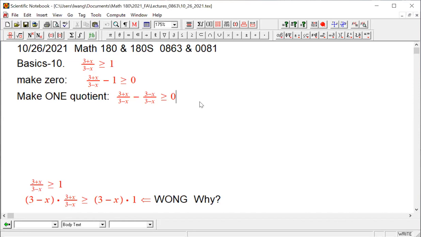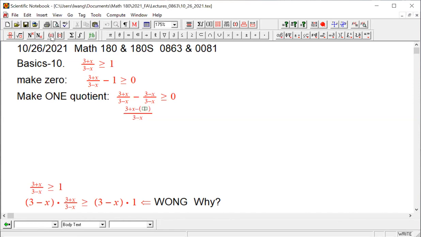Okay? Now let's finish this, okay? And some more algebraic manipulation. We have 3 minus x in the denominator. We have 3 plus x minus 3 minus x. And that's greater than or equal to 0.